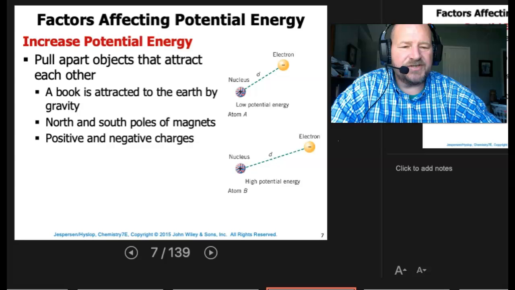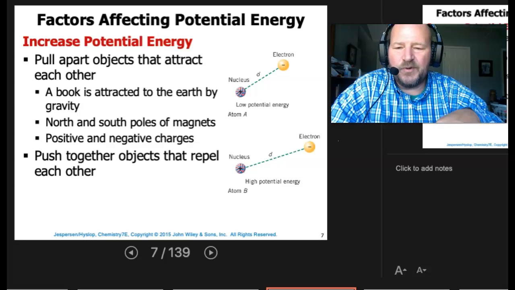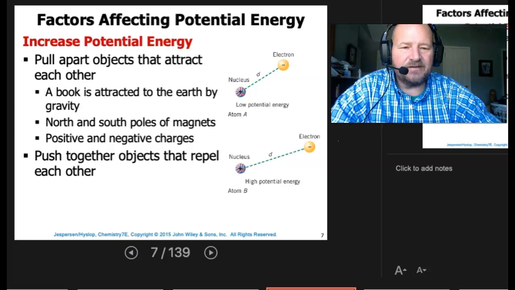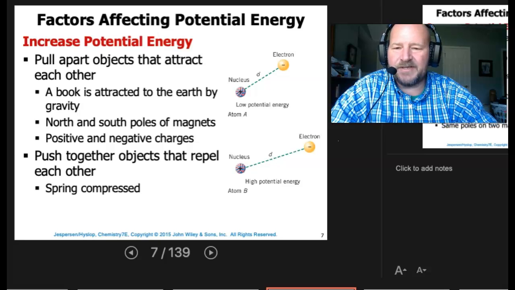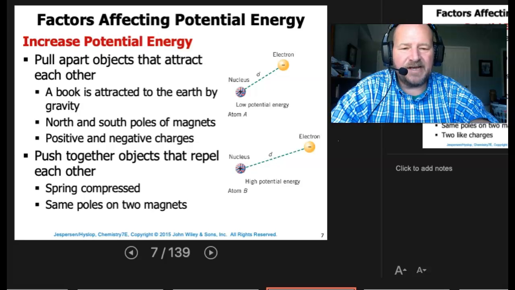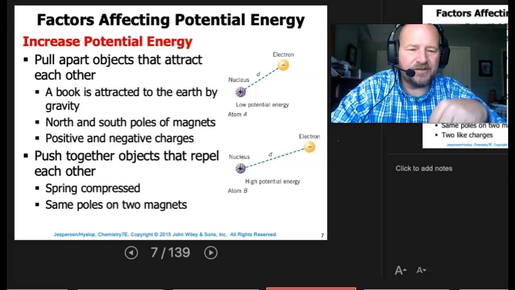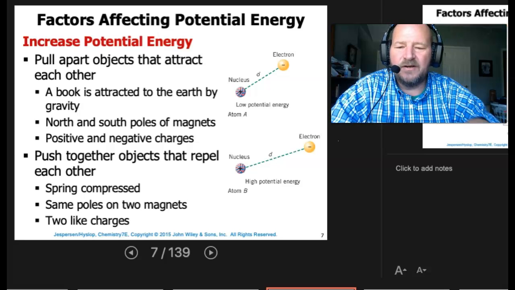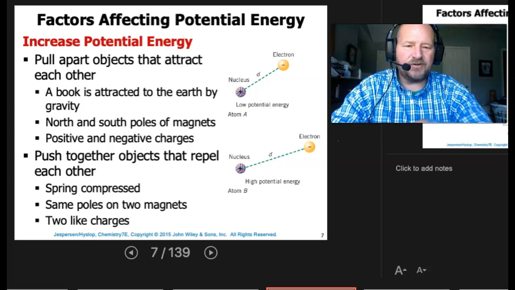Positive and negative charges then, such as the nuclei with our electrons. And of course, we can push together objects that repel each other. That will also increase that potential energy. So a spring is compressed, or if we take the south and south end of two magnets and push them near each other, they start to repel, right? And in a case, any two like charges.